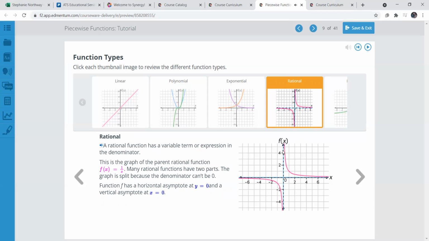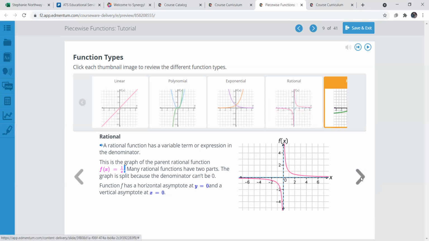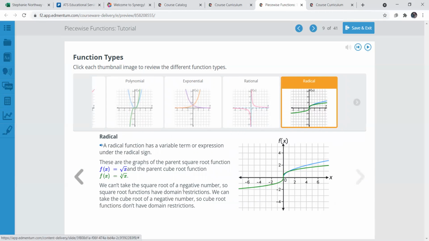All right, as you can see, they're in two different quadrants again, and this is the equation, 1 over x, like that. So this is kind of the function you would see for something like that. Radical. Now these are different. They're kind of like square root functions or cube root functions. So let's listen to what this has to say.